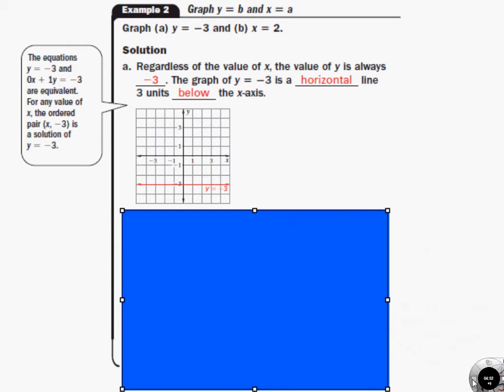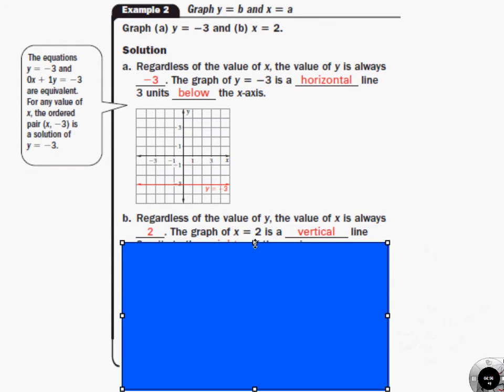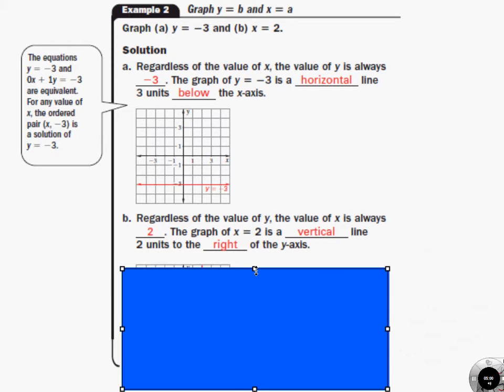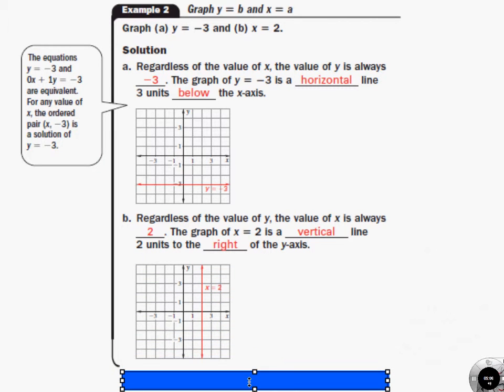Now moving on to example B. Regardless of the y value, the value of x is always 2. The graph of x equals 2 is a vertical line, 2 units to the right of the y-axis. Notice that on this graph, x always equals 2, regardless of what y equals.